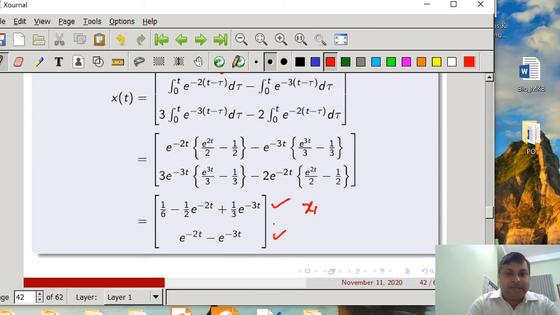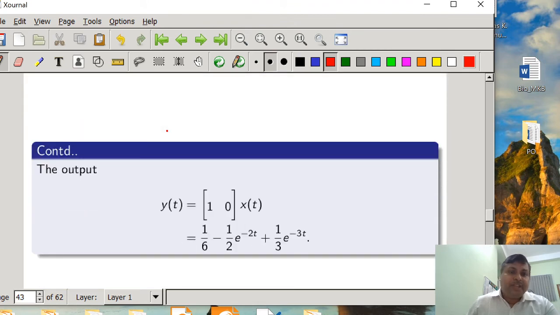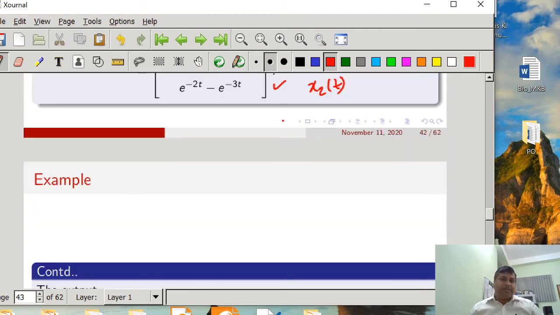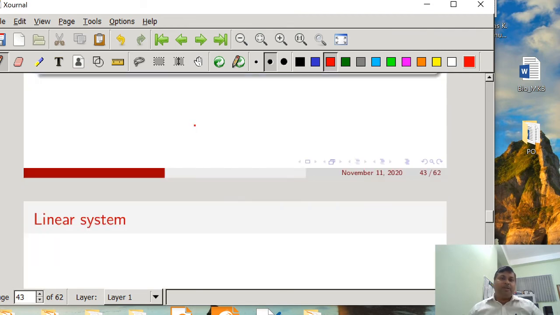So this is representing x1 of t and this is representing x2 of t with the unit step input. And if you want to compute the output, you can calculate the output as [1 0] into x(t). So the output expression will be like this. This is the way you can calculate the solution of a non-homogeneous state equation, and you can also compute the output of the system.